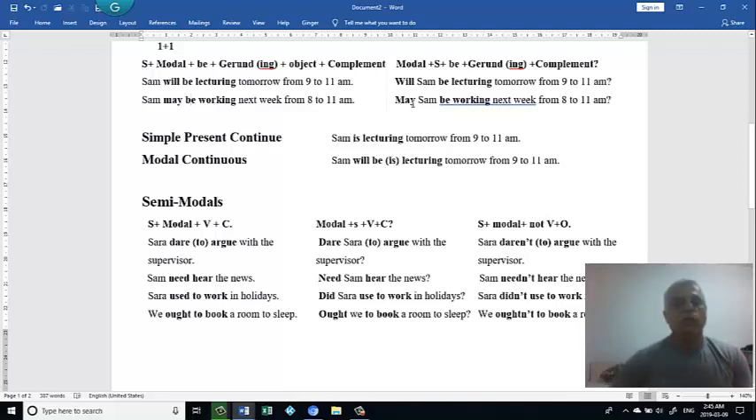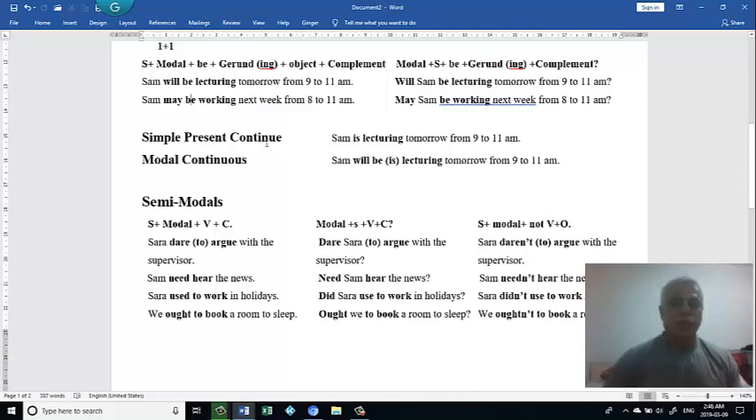Let's look at how to make it as a question. We say, may Sam be working next week from 8 to 11 a.m.? How do we make this sentence a modal in the continuous? That's the reason we say here, look from here.